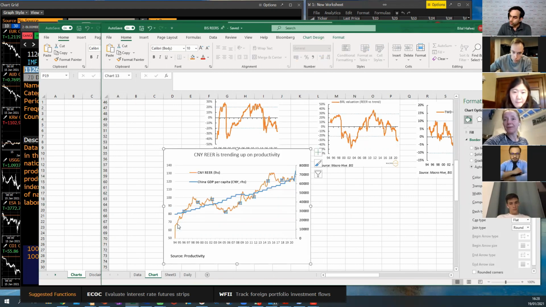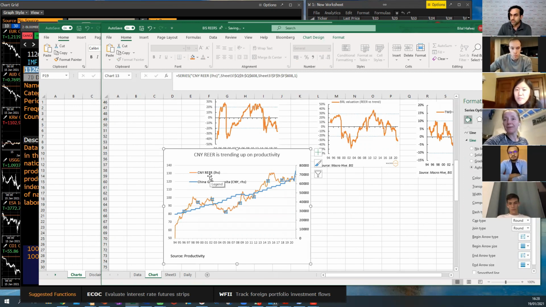So this orange line is the real exchange rate for China. This is from the BIS, Bank for International Settlements. It's publicly available data. You can get it on Bloomberg. You can go to the BIS website. It's all free. They have real exchange rate data for all countries.